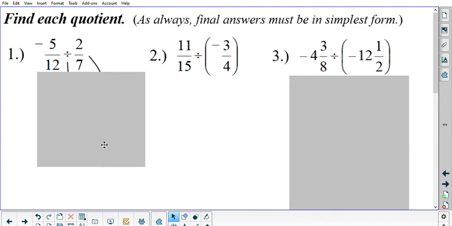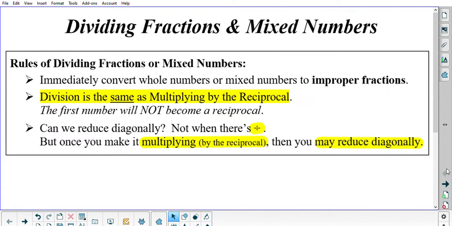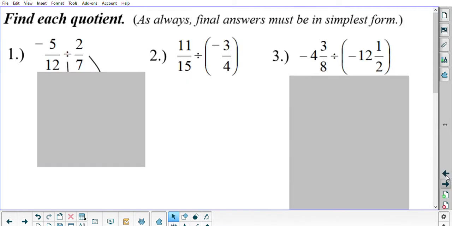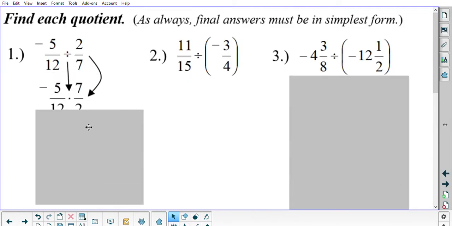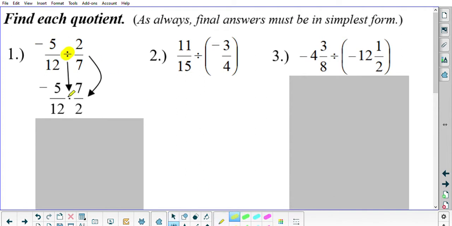All right, let's take a look at some examples. Now, number 1 and number 3 are already typed up for you on your guided notes, but follow along. We are finding each quotient, which means we're finding the answer to the division problem. As we learned at the top, division is the same as multiplying by the reciprocal. So here's how we do that. The first number, the first fraction, stays the same. So negative 5/12 is still negative 5/12. But as you can see, because I drew some arrows here, the division becomes multiplication. And the fraction that we were dividing by, the one to the right of the division symbol, ends up becoming its reciprocal.